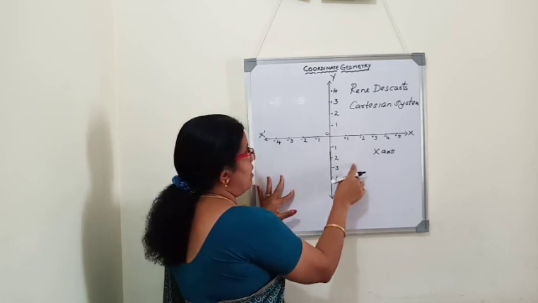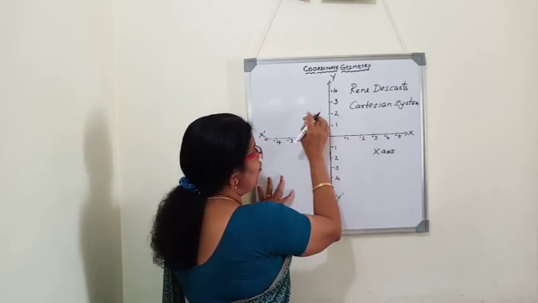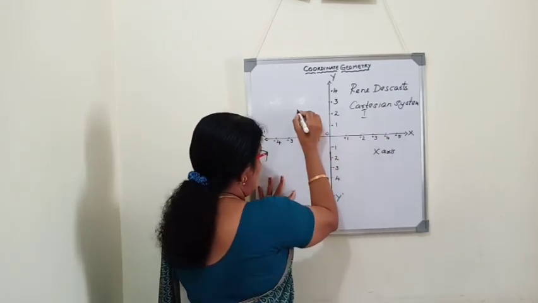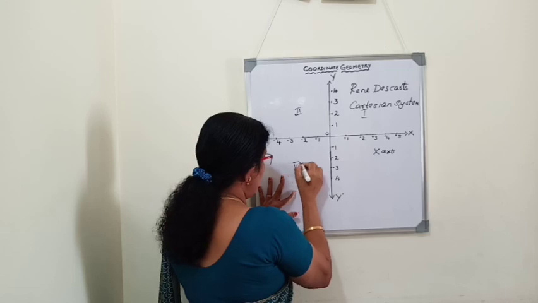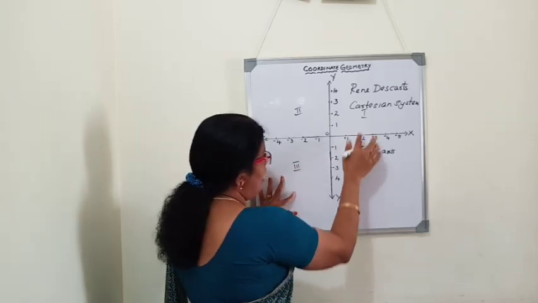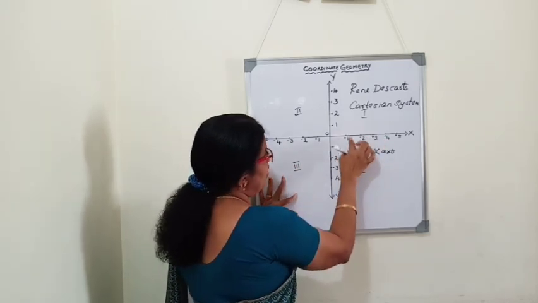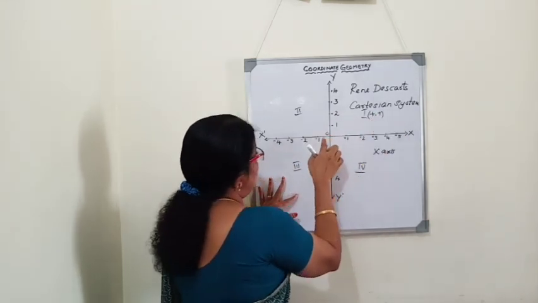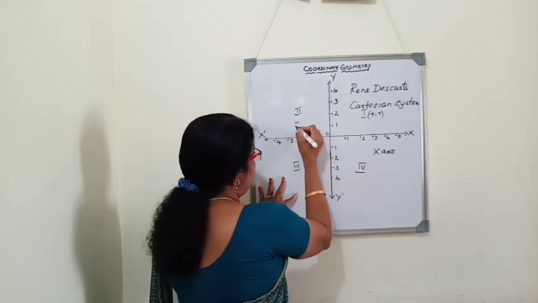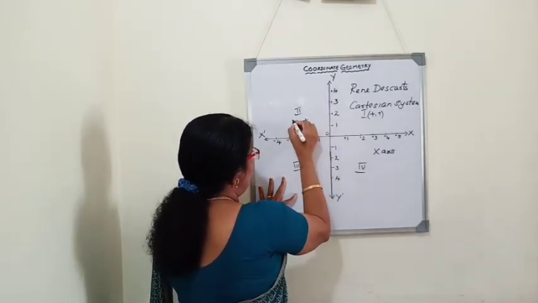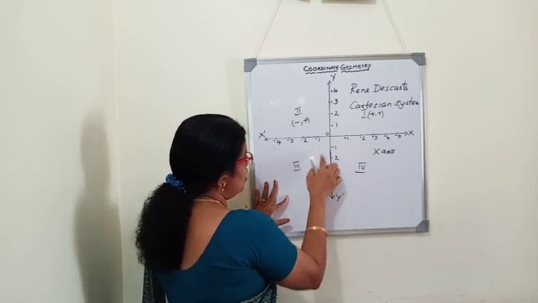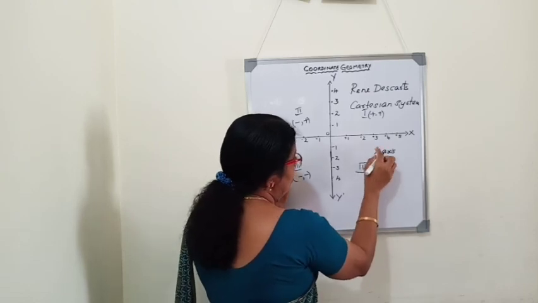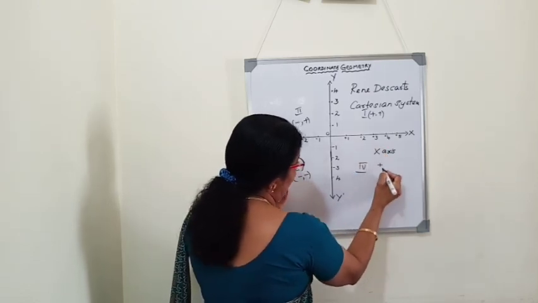These perpendicular lines divide the Cartesian plane into four quadrants. Each quadrant is called first quadrant, this is second, third, and this is fourth quadrant. In the first quadrant, x coordinate and y coordinate will be positive. In the second quadrant, x coordinate will be negative and y coordinate will be positive. In the third quadrant, both the coordinates will be negative. In the fourth quadrant, x coordinate will be positive and y coordinate will be negative.